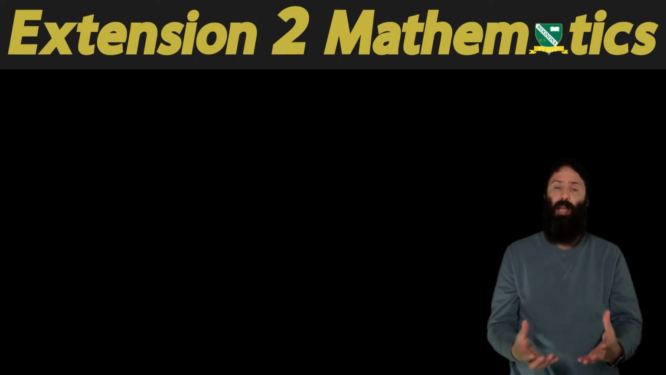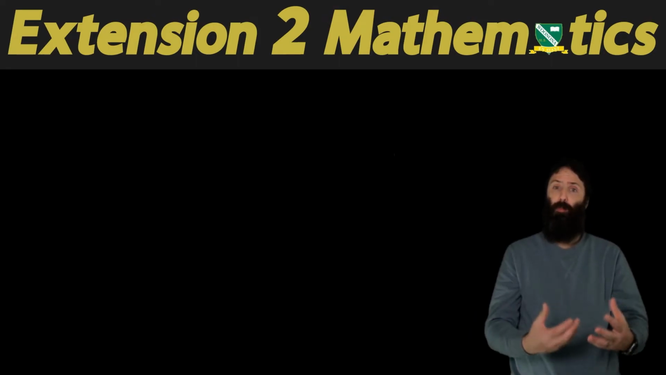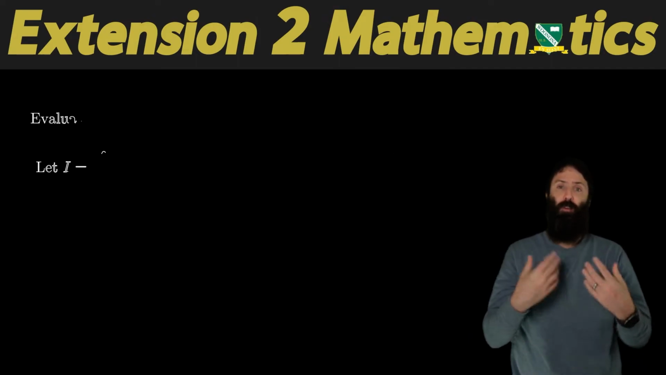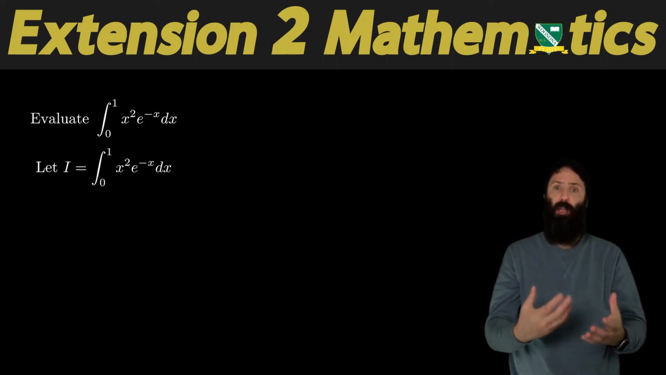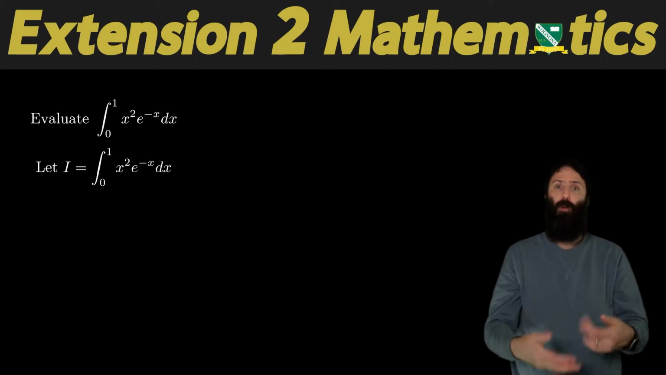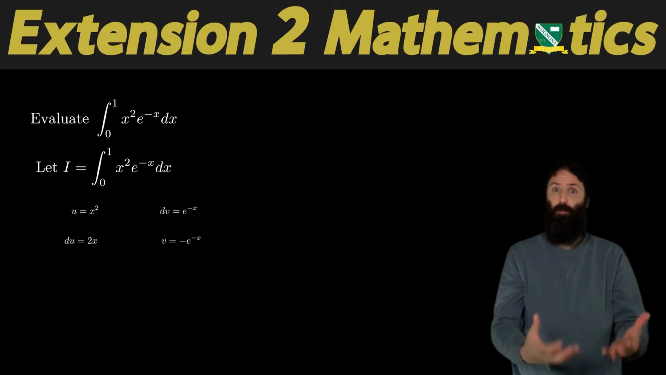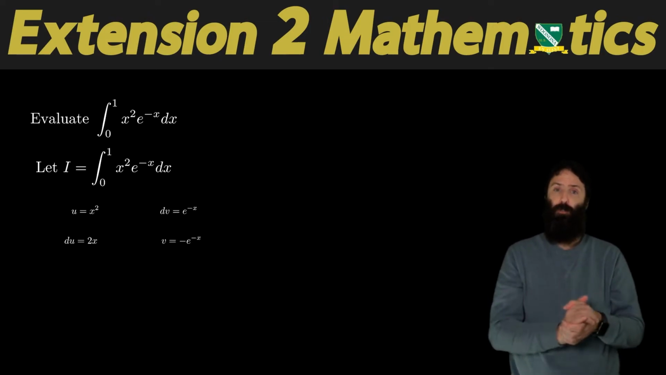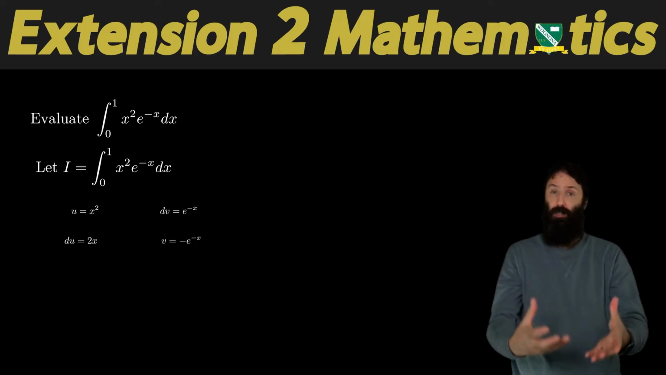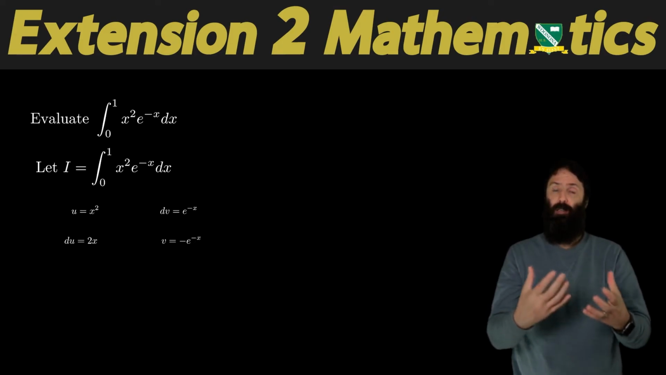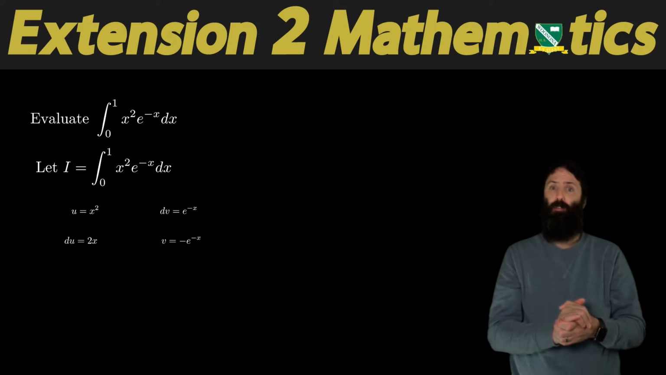Okay, here's a more complicated example. We're going to have to use integration by parts twice. So we're going to find the integral of x squared e to the minus x dx, and we're going to let that run between 0 and 1. So just like before, let's let u equal the polynomial x squared, therefore its derivative is 2x. dv is going to be e to the minus x, and therefore v is minus e to the negative x.